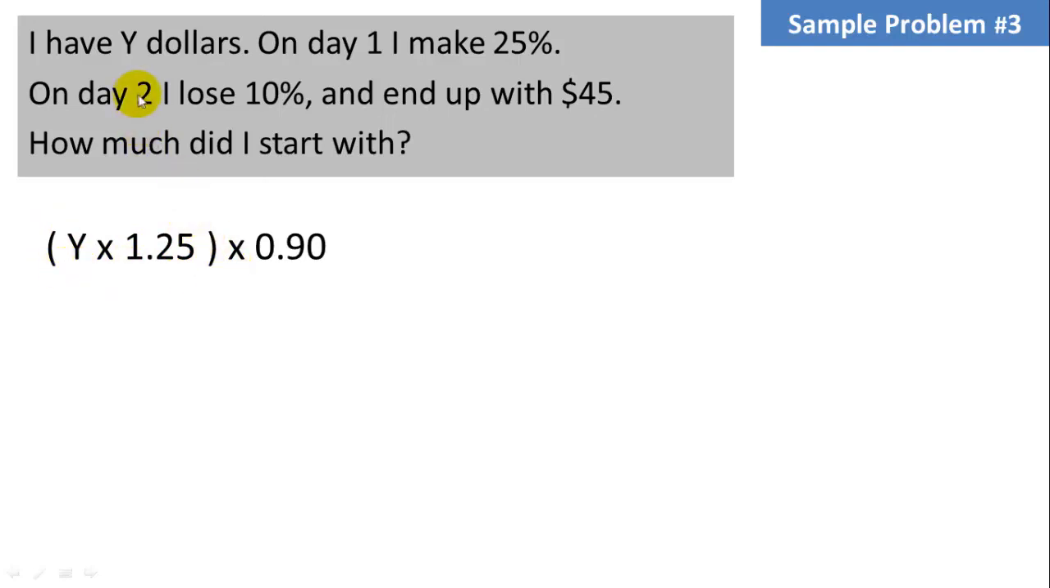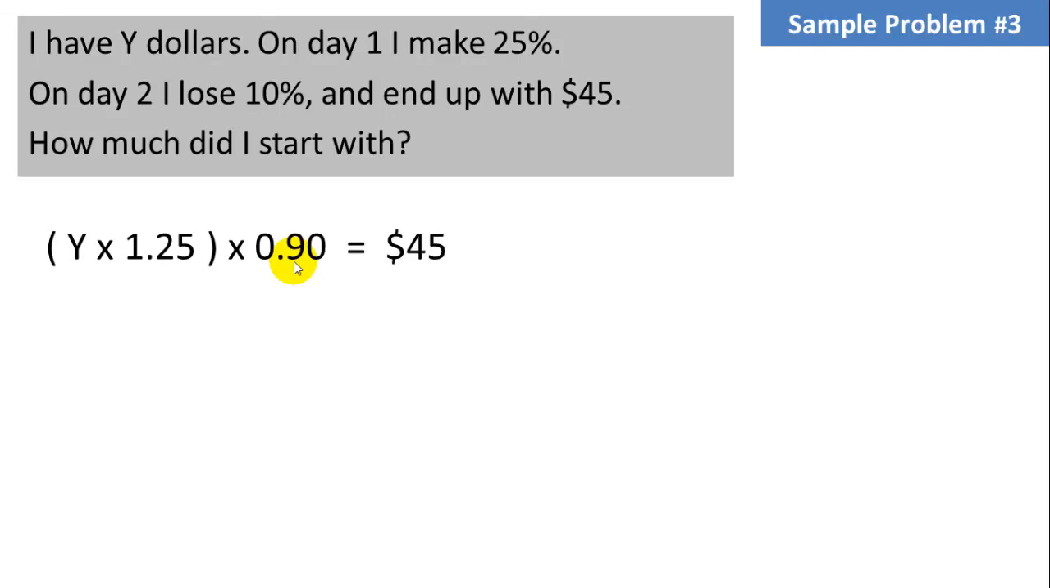And then on day 2, I lose 10%. That's the same thing as saying that I get to keep 90% of what I have. In other words, if I have $100 and I lose 10%, I end up with $90. But that's the same thing as saying that I get to keep 90% of my $100. Day 1's total times 0.9 means that I lost 10%. And I end up with $45. So that amount is equal to $45.